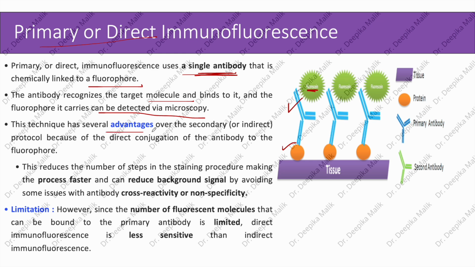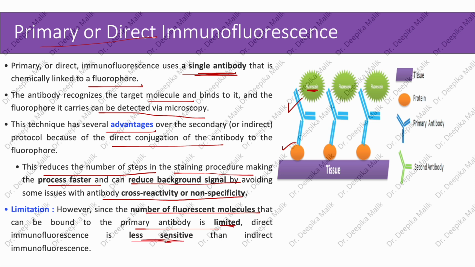This technique has several advantages over the secondary protocol because of the direct conjugation of the antibody to the fluorophore. This reduces the number of steps in the staining procedure, making the process faster, and can reduce background signal by avoiding some issues with antibody cross-reactivity or non-specificity. Limitation. However, since the number of fluorescent molecules that can be bound to the primary antibody is limited, direct immunofluorescence is less sensitive than indirect immunofluorescence.